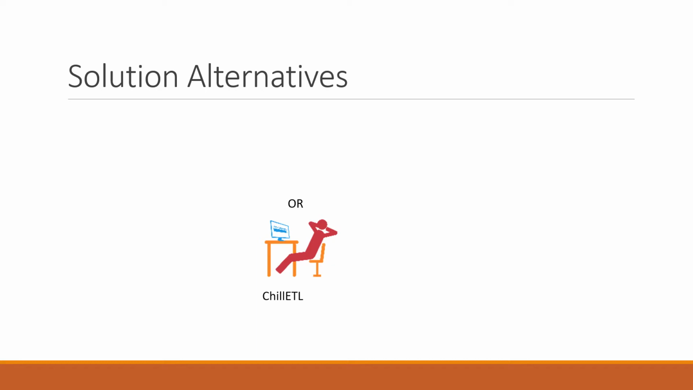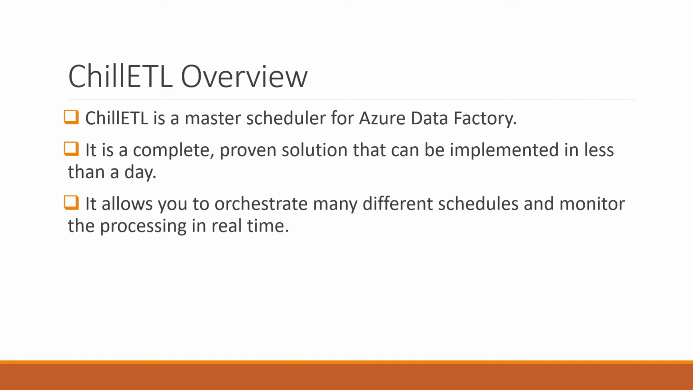Or you could use ChillETL. ChillETL is, as I said earlier, a master scheduler for Azure Data Factory. It's complete, it's proven in that it's been run in several different environments, tested, debugged, and it can be implemented in less than a day. So you could have the whole architecture in place in less than a day. It allows you to orchestrate many different schedules, daily, weekly, monthly, and you could monitor the process in real time.